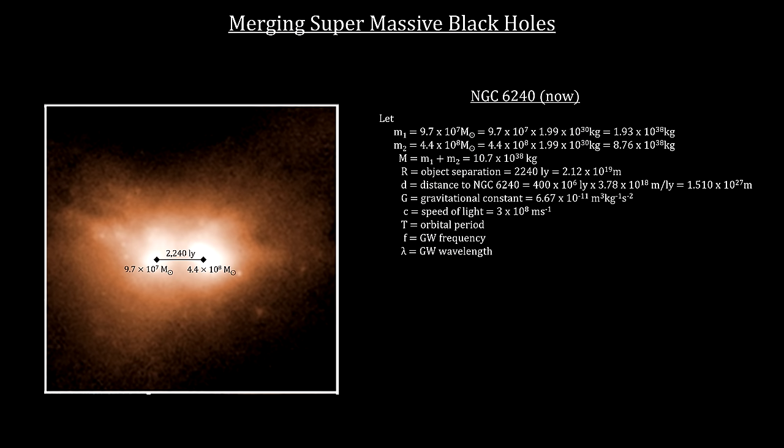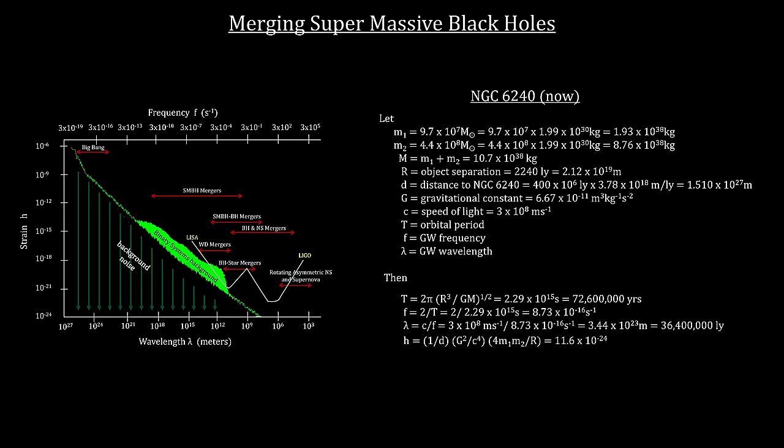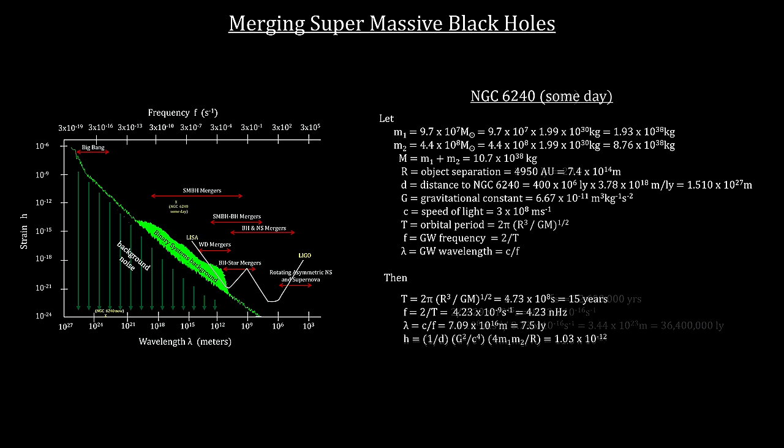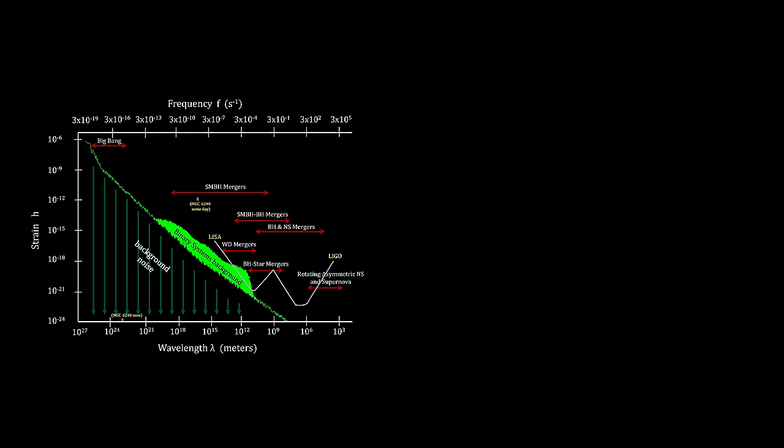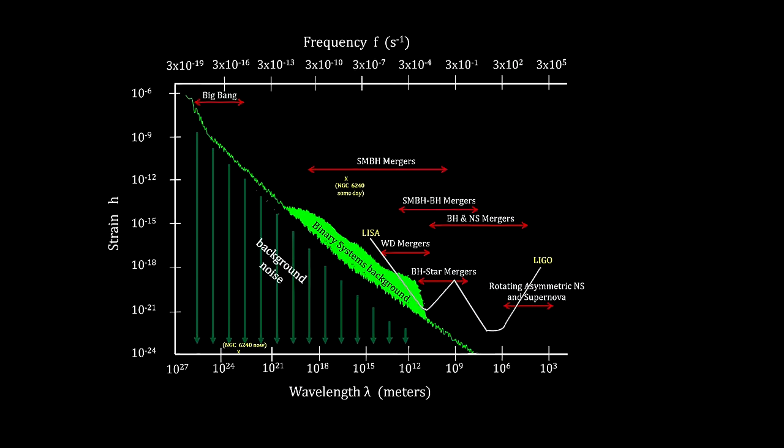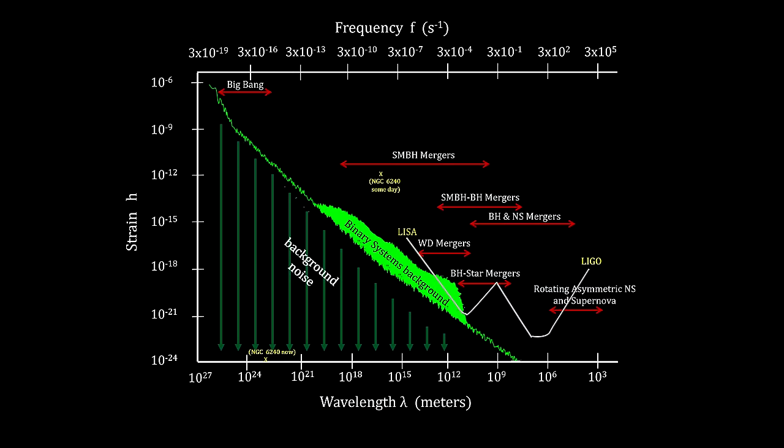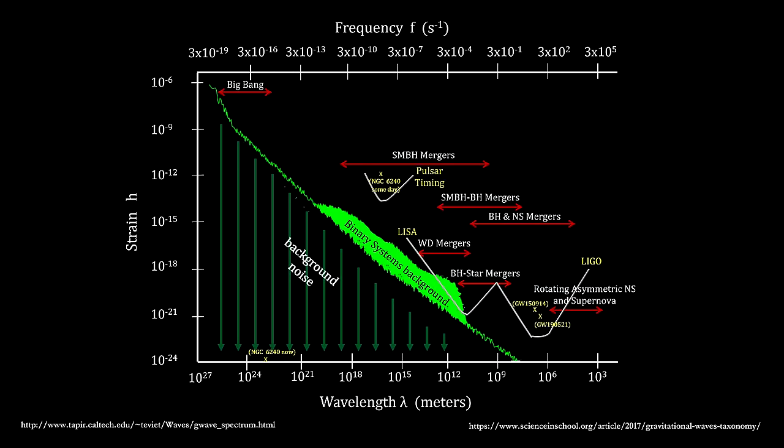Calculating the period, frequency, wavelength, and strain, we see that the gravitational waves created are deep in the noise and undetectable. But by the time the distance between them is around 5,000 times the distance between the Earth and the Sun, we get detectable waves. These are the kinds of waves that the world's pulsar timing array projects are designed to detect. Here are the regions covered by pulsar timing and pulsar timing arrays on our sensitivity graph.